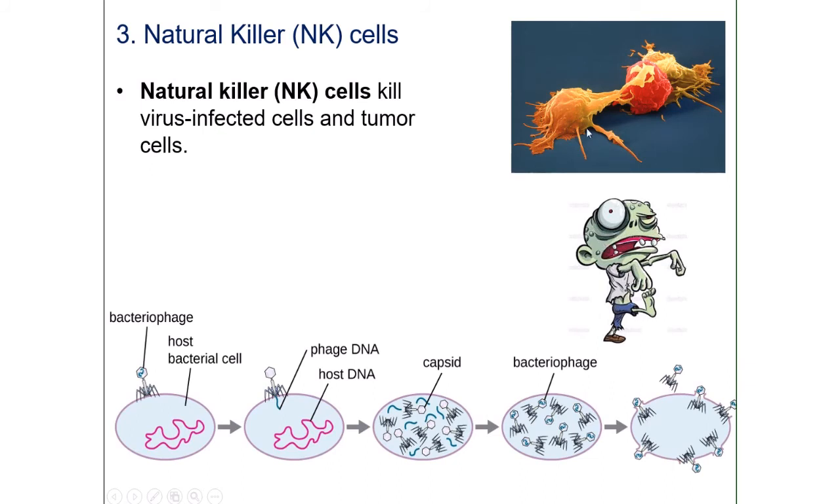Now, related to phagocytes are these things called natural killer cells, okay, NK cells. Natural killer cells will kill virus-infected cells, and sometimes, with limited capability, kill tumor cells. So just a little bit of virus biology to help you review.